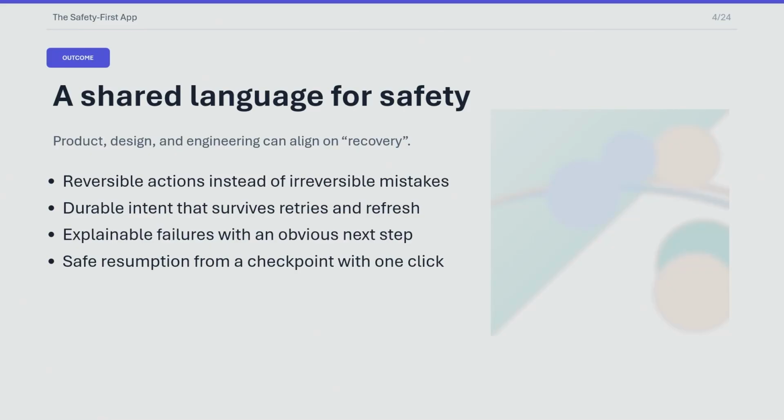Having reversible actions instead of irreversible mistakes is the start of it. Ensure that users can reverse what they did, instead of having actions that are permanent and can't be modified again, because we're human. We make mistakes, and we can't always expect everyone to get things right the first go. Having durable intent that survives retries and refresh, ensuring that what we put forward is able to survive relevant retries or refreshes.